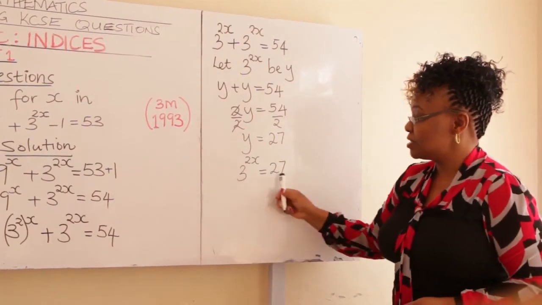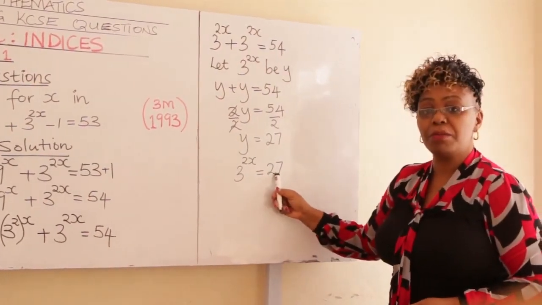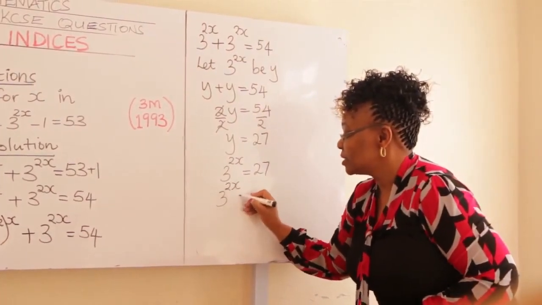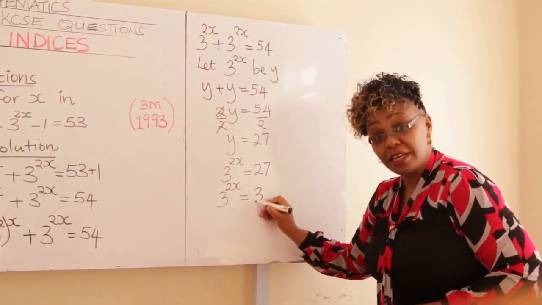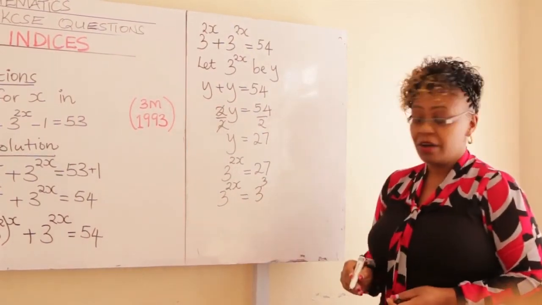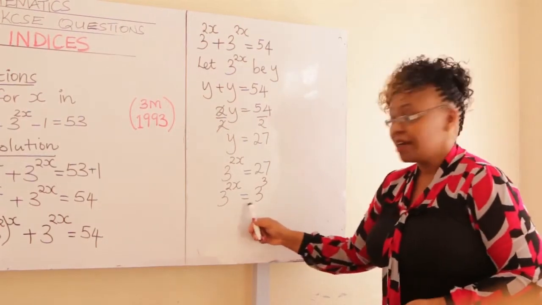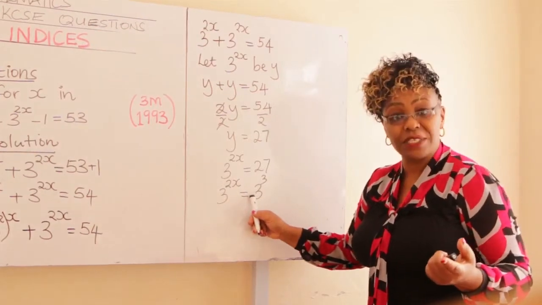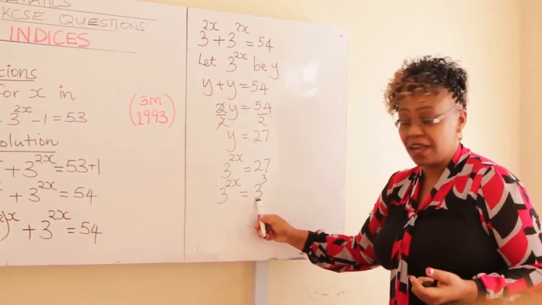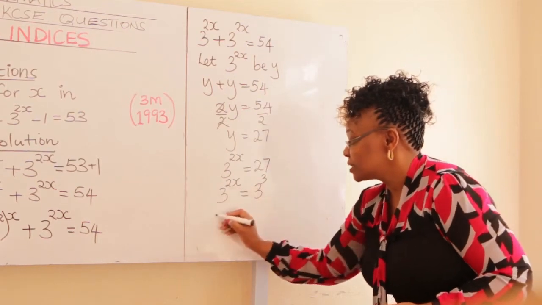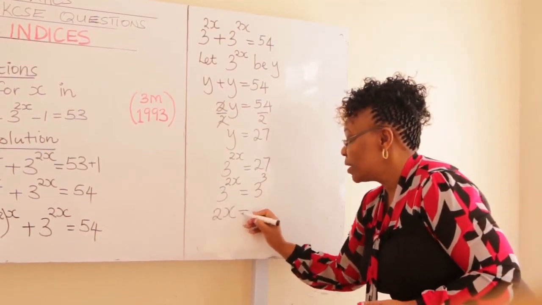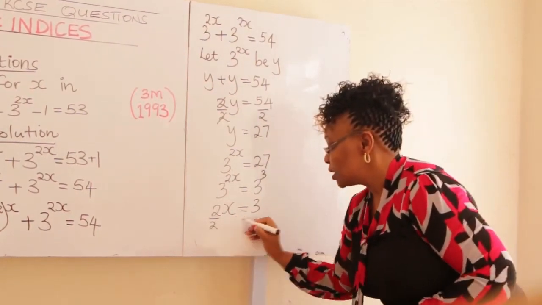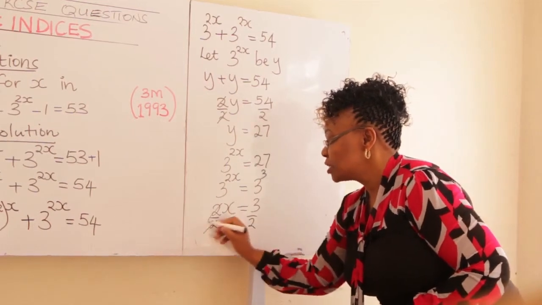Then express these two using a common base, 3. So you write 3 raised to 2x is equals to 27 is 3 raised to what? 3 raised to 3. From there, look at the bases. The bases are the same on both ends of the equal to sign. Once the bases are the same, you equate the powers. And therefore, equating the powers, we will get 2x is equals to 3. Divide by 2, divide by 2, so that you get your x.